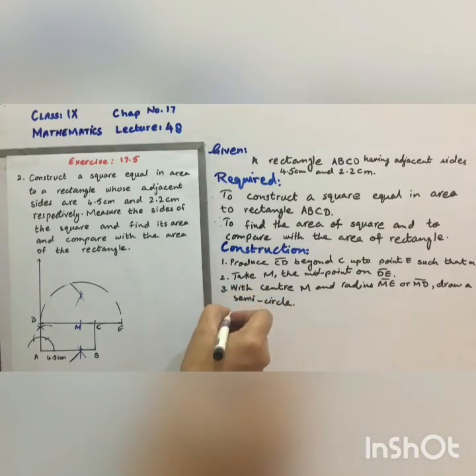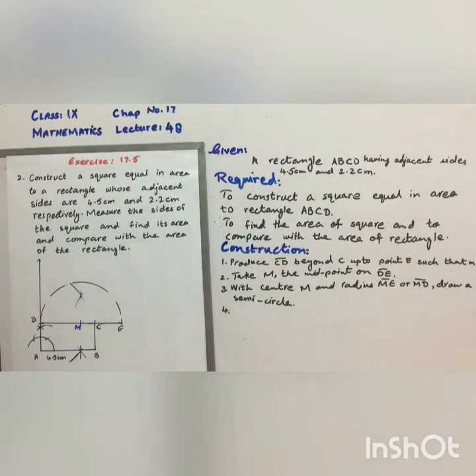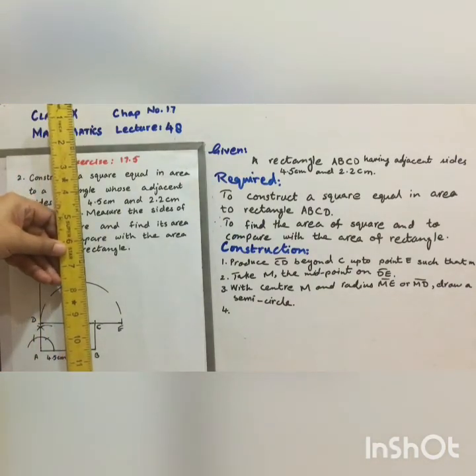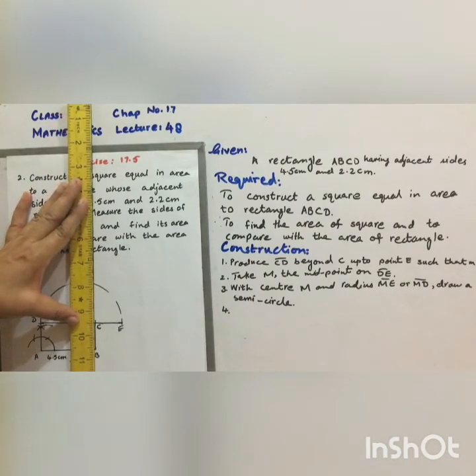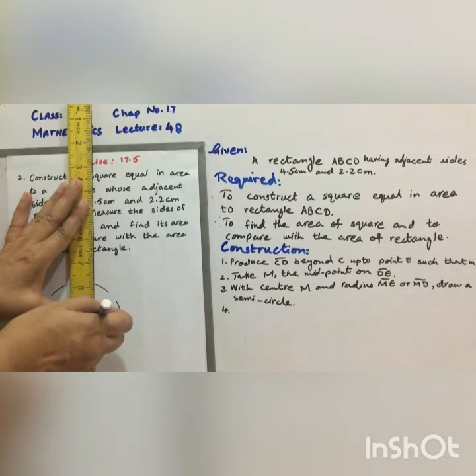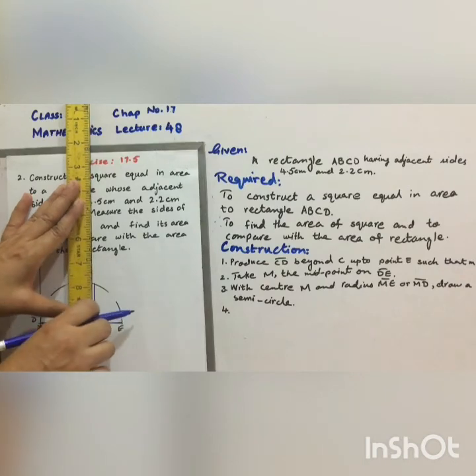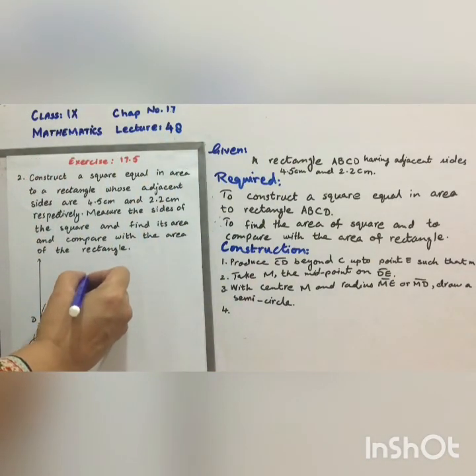Step number 4. Now produce BC to meet the semicircle at another point P.